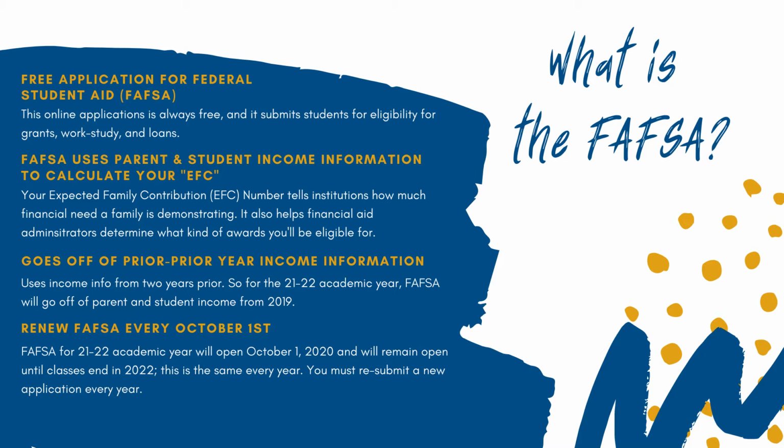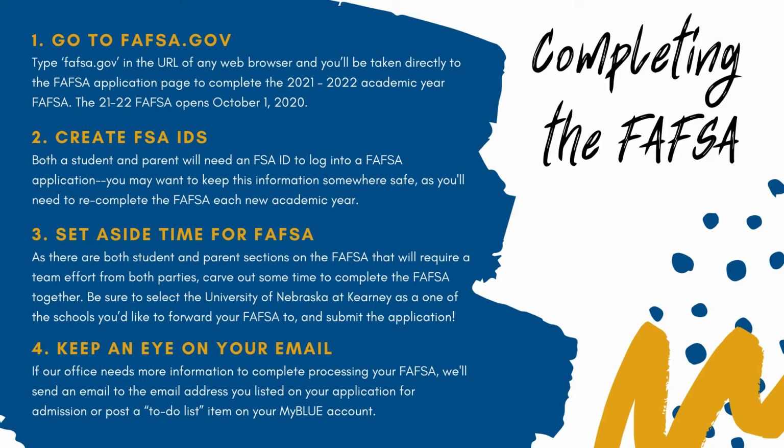Now, the FAFSA does require those who complete it to have some identifiers in place called the Federal Student Aid username and password. The student applying for financial aid will need a username and password, and so will likely be one of the parents who belongs to that student. So that's something that you can be retrieving and setting up right now at studentaid.gov, the federal student aid website.